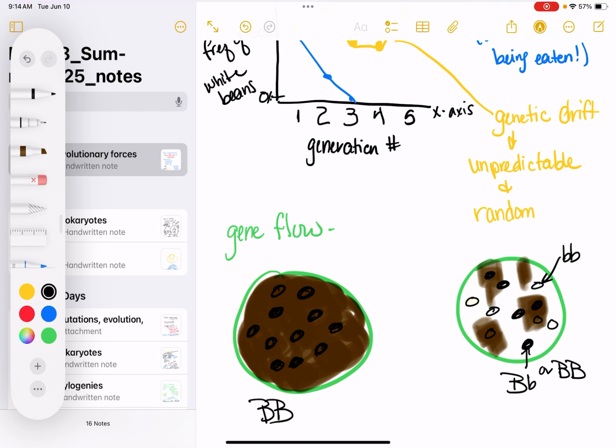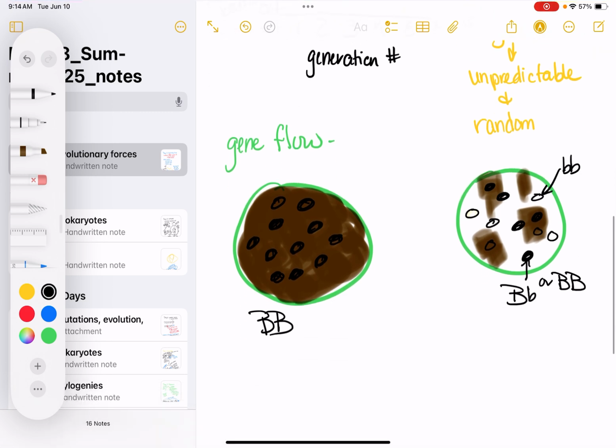So here we have some differences in the genotypes that are present, right? So in this population, we only have the big B allele. In this population over here, maybe we have the big B allele or the little b allele. So you can imagine that if something happens where some individuals go from one population to another one, then we might introduce some different alleles.